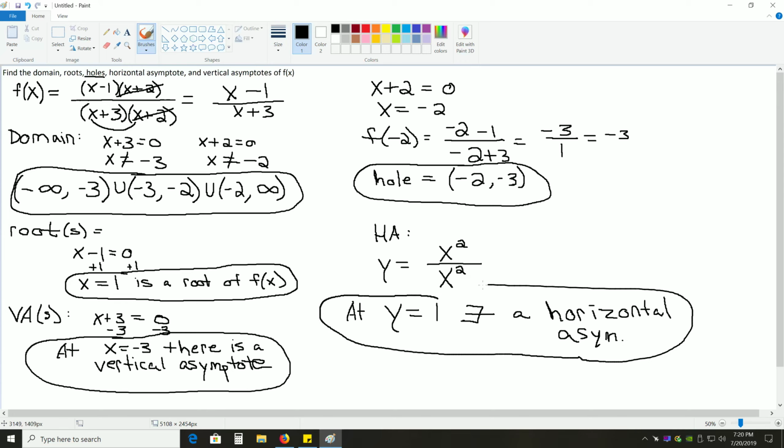And that solves all of the original information we were looking for in this problem. We found the horizontal asymptote, the vertical asymptote, the root, the domain, and the hole.